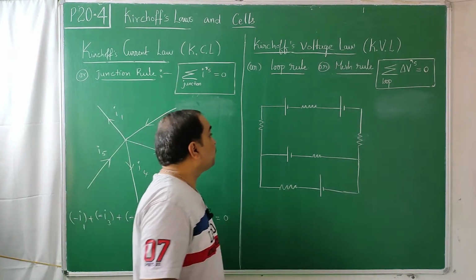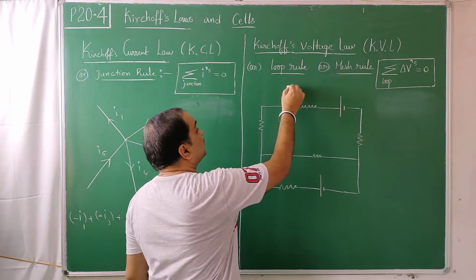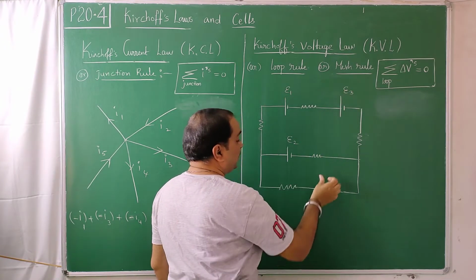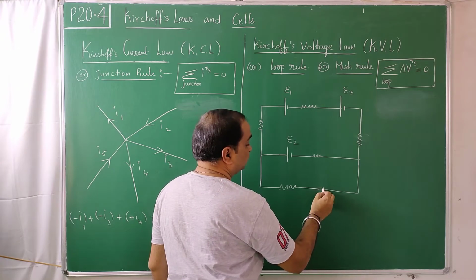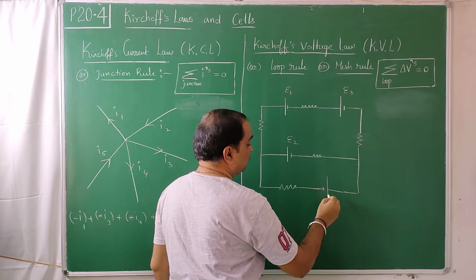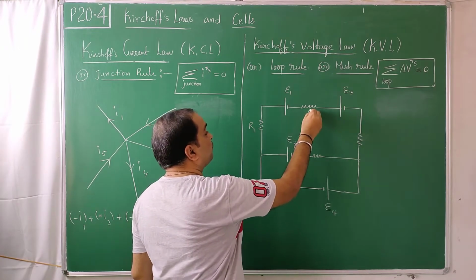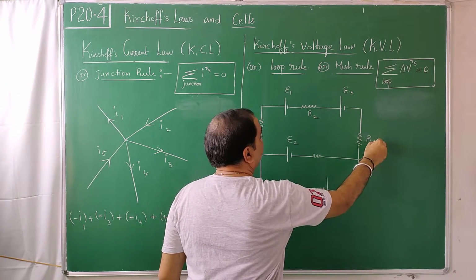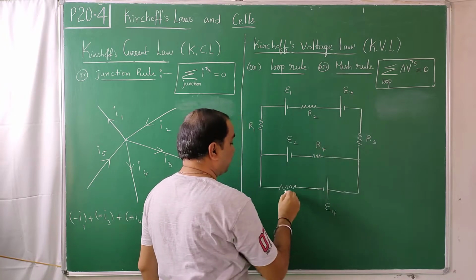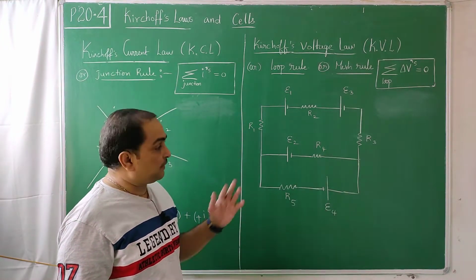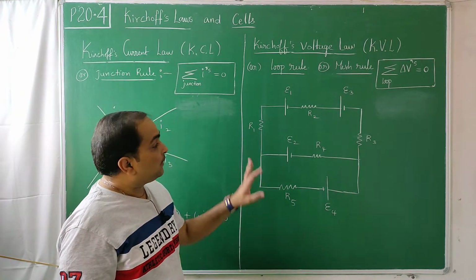Coming back to this, let us take this battery of EMF E1, this battery of EMF E2, this battery of EMF E3. Let us put this battery like this, E4, resistors R1, R2, R3, R4, R5. Numerical part we do later, but first let us do it like this.